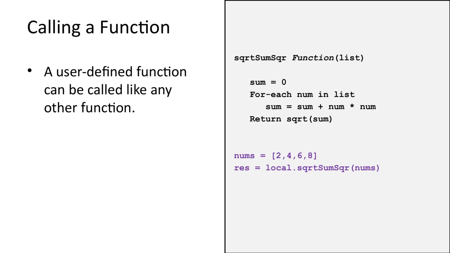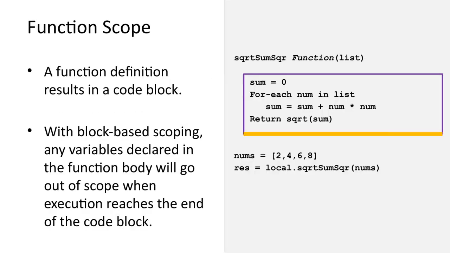We have already looked at variable scope in some detail previously. Let's take a brief look at variable scope when it comes to functions. In general, the rules for variable scoping within functions are the same as in the main code section. One additional consideration is the function body is a code block. So variables declared in the function body will go out of scope when execution reaches the end of the code block.